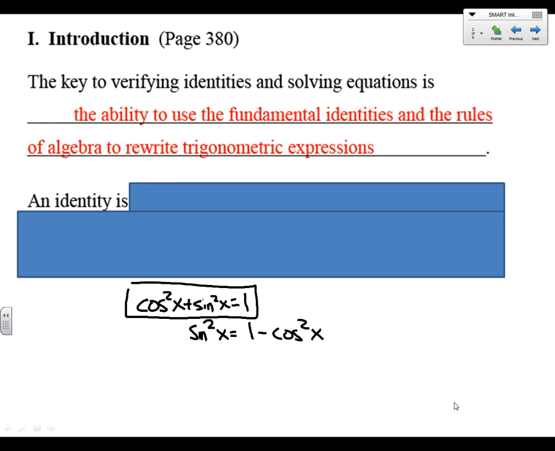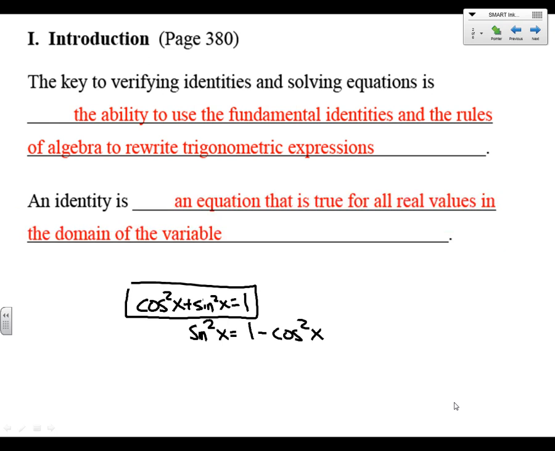Alright, and so what is an identity? We talk about the trig identities. An identity is an equation that is true for all real values in the domain of the variable. So cosine squared x plus sine squared x equals 1 is an identity because it's true everywhere on the unit circle. It's true for 0. It's true for pi over 6. It's true for everything. Say down here, 270 degrees, 3 pi over 2. No matter what you plug in for x, cosine squared and sine squared, you get 1 no matter what. So that is an identity.